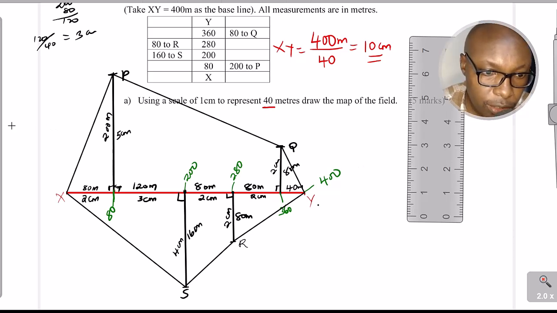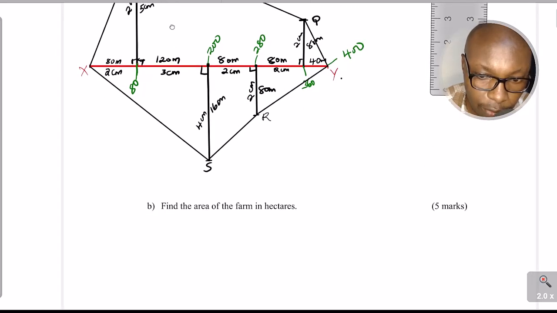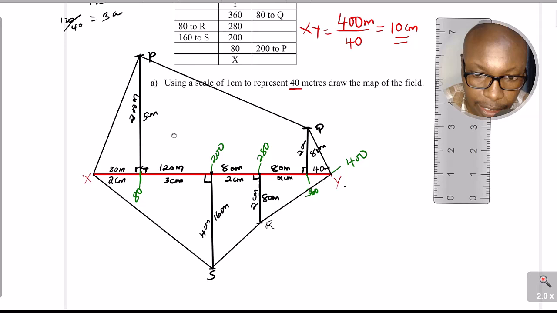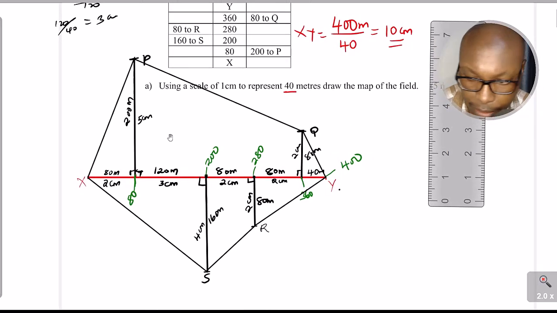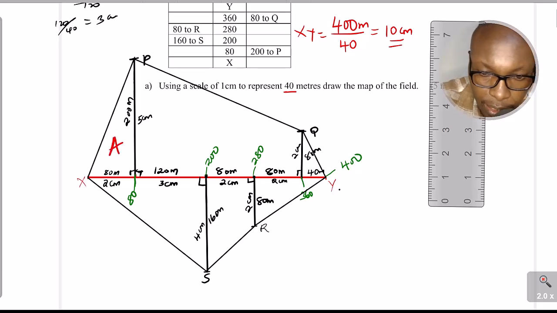The second question is: find the area of the farm in hectares. Now, as you can see, we have different shapes here. I will name these shapes. The first one here is shape A. This one is shape B. This one is shape C. This one is D. This one is E. And then this one is F.